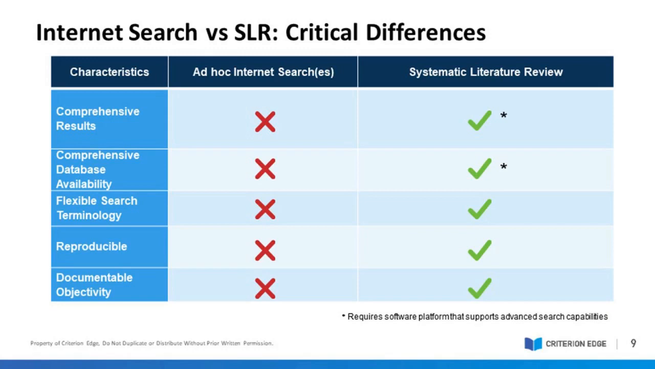Can the search platform support flexible search terminology? No, the internet cannot. Searches are dependent on keyword selection, or in the case of PubMed, only the AND search function is supported. To achieve comprehensive results from your literature search, the search strategy must use advanced MeSH terminology and advanced search syntax. This requires the use of a robust search platform such as ProQuest Dialog or Ovid.